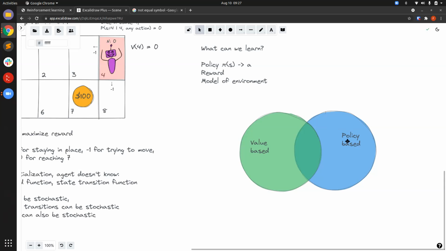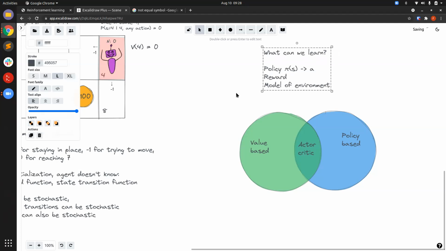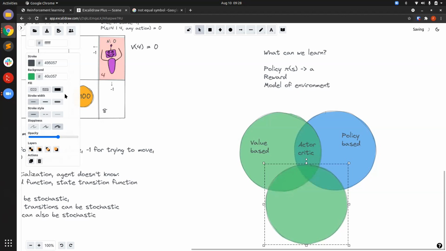So we might try to explicitly learn a policy, or we might try to explicitly learn a value function and then have an implicit policy. You might actually do both. There's a family of methods called actor-critic methods that try to learn both the value function and the policy. Then we also have categories of reinforcement learning agents depending on whether or not they try to learn a model of the environment.